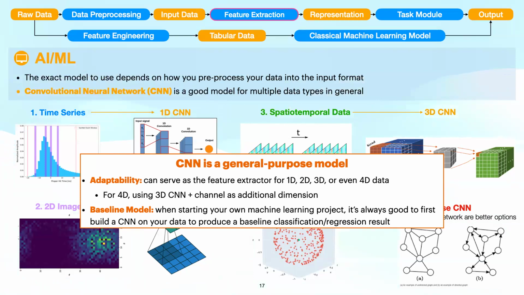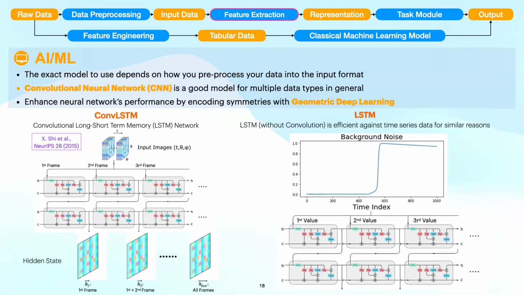So if you have some data, you want to build a machine learning model, but you don't know what to use, just try to build a CNN and it's basically going to give you some kind of baseline classification or regression performance that you can compare against your traditional algorithm or some more advanced algorithm that you want to build in the future. But is there a way to further improve on this?